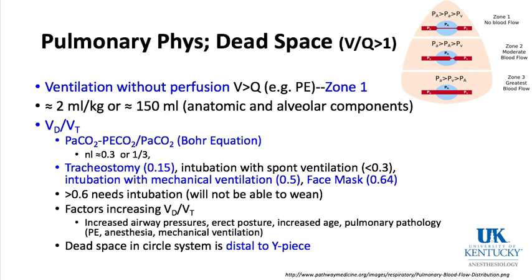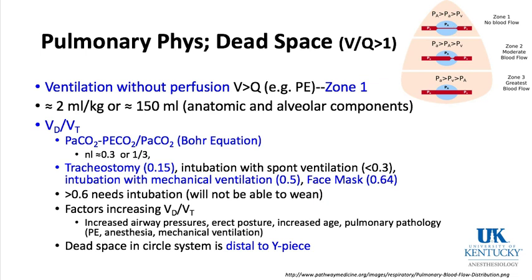The next keyword is pulmonary physiology dead space. And this is where ventilation over perfusion is greater than 1. That is, ventilation is occurring without perfusion, and zone 1 of the lung is an example of that. At the top right shows the zones of the lung. In zone 1, P big A is greater than P little a is greater than PV. Since alveolar pressure is greater than arterial pressure, there's constriction of the blood vessels, and we say that the top of the lung in the upright position is ventilated without much perfusion. V over Q greater than 1.